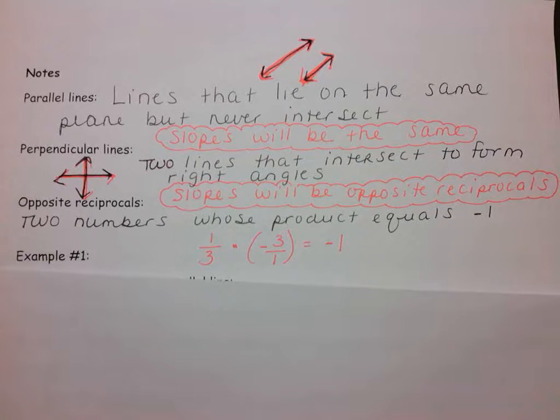Opposite reciprocals are two numbers whose product equals -1. So, for example, 1/3 and -3/1 are opposite reciprocals because when I multiply them together, they equal -1.